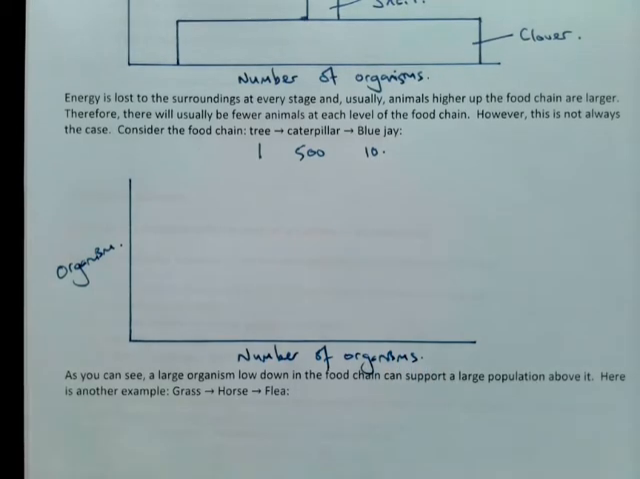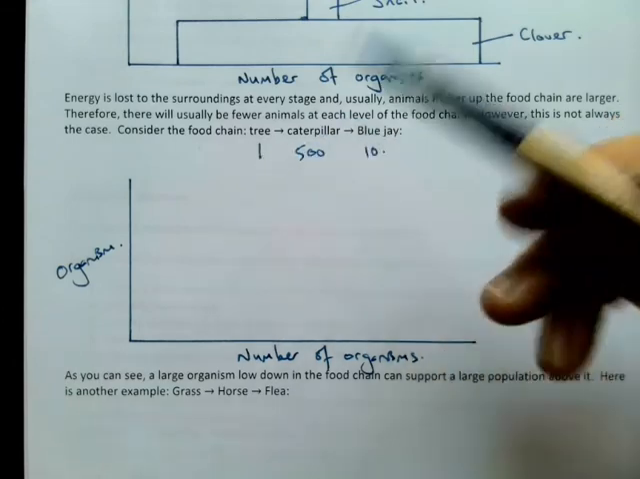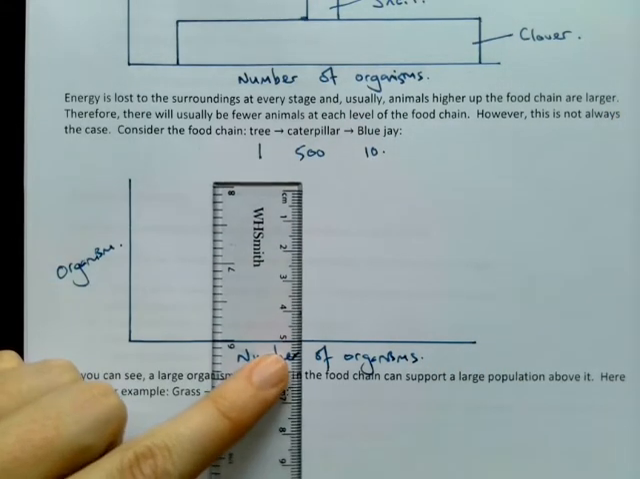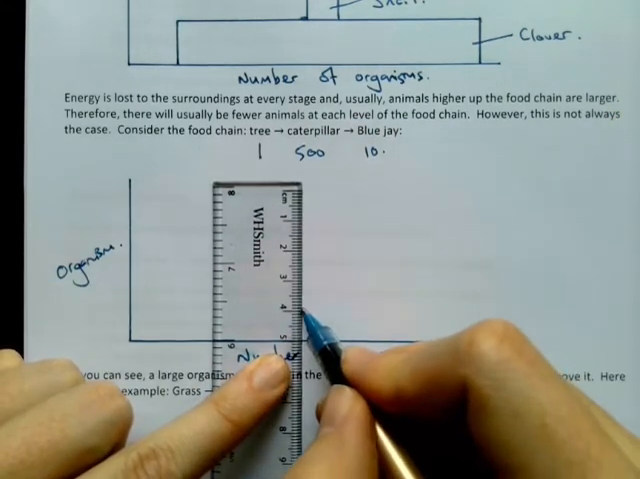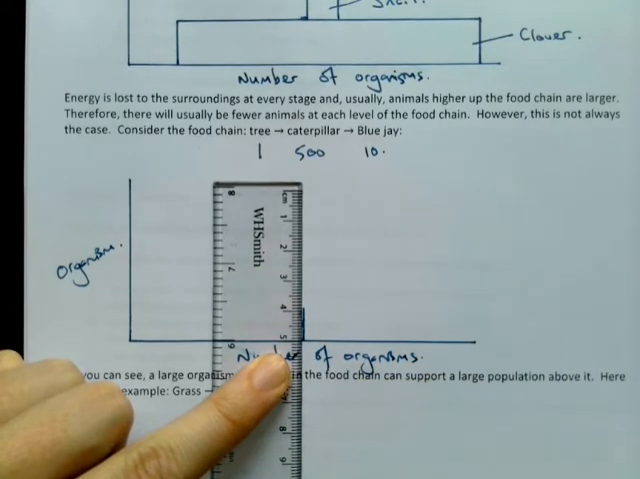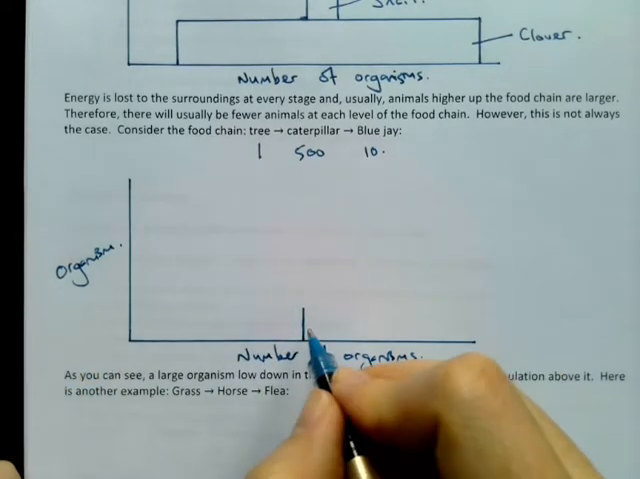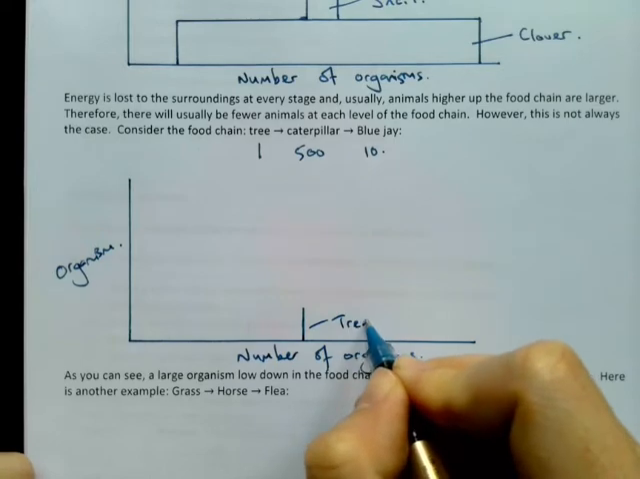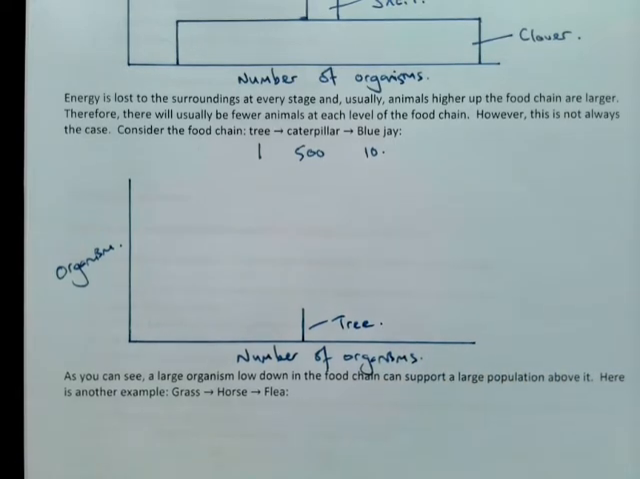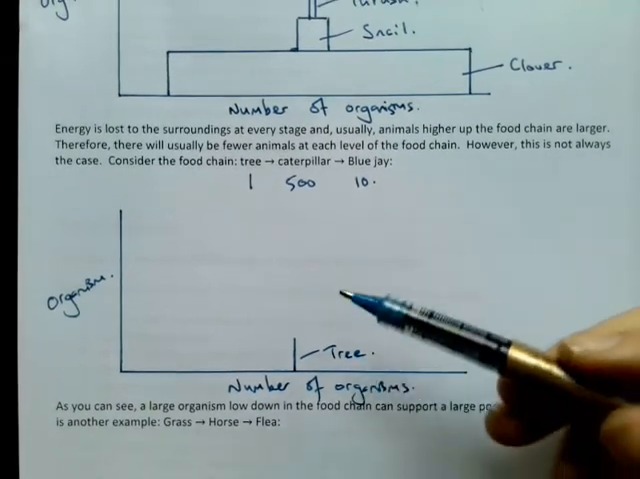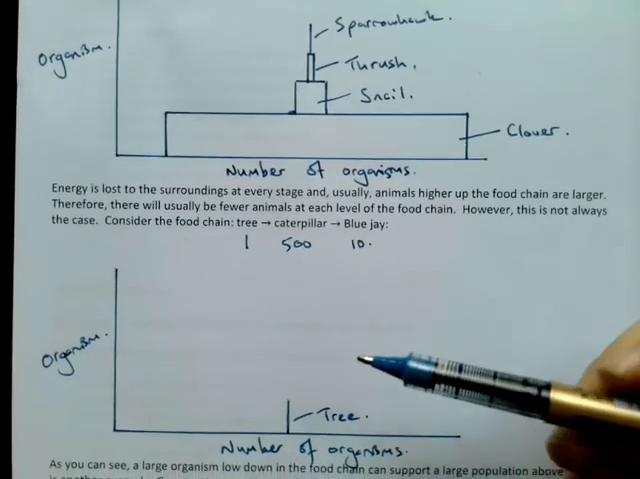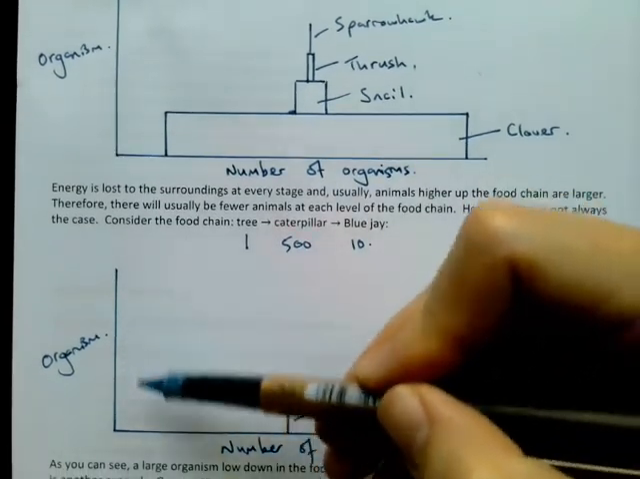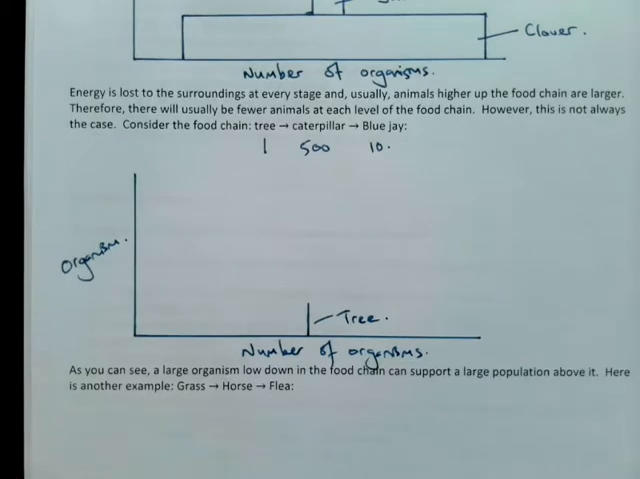Now what happens is, at the bottom of the food chain, we've only got one tree. So that means right at the bottom, we've just got a line to represent our tree. Okay, now you'll notice that when I'm drawing these, I always put it in the middle. That's how we draw pyramids of number. We don't put them up against the horizontal axis. We always do it in the middle.